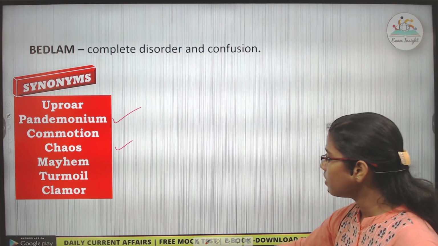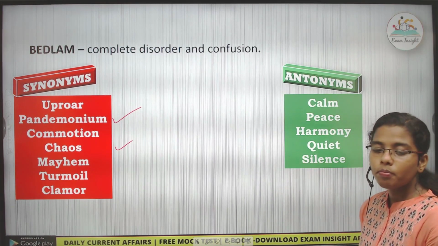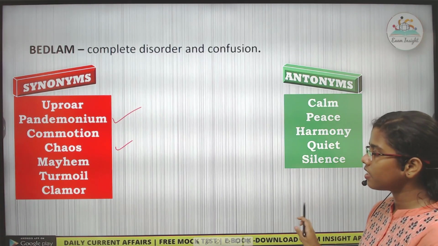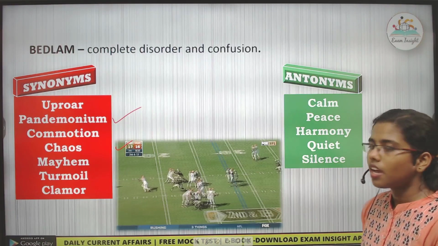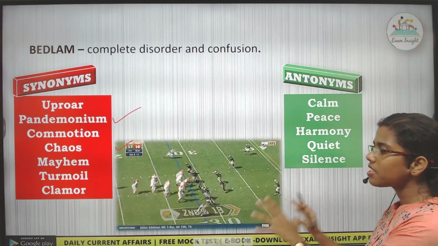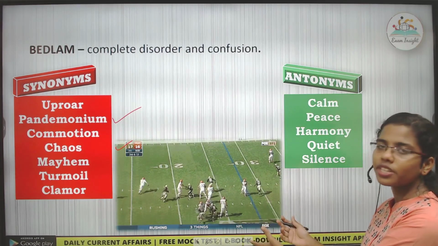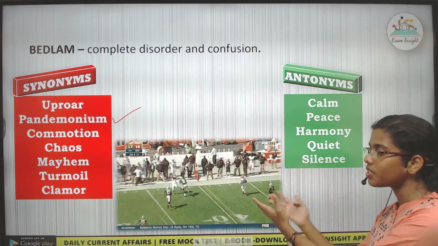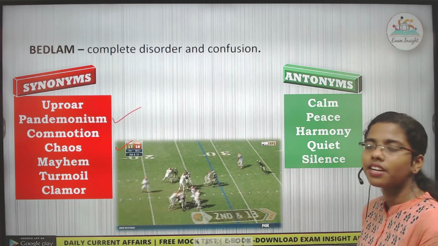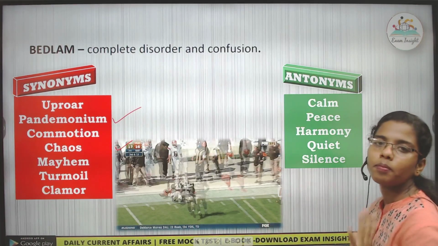Now let's see the antonyms for it. That is calm, peace, harmony, quiet, silence. Let's see the pictorial form for it. Can you understand something from the picture? This is actually a state of confusion. We can't understand who is trying to play, what he is trying to do, what a player is trying to do. We are not getting to understand. So that state is called a complete confusion, bedlam.